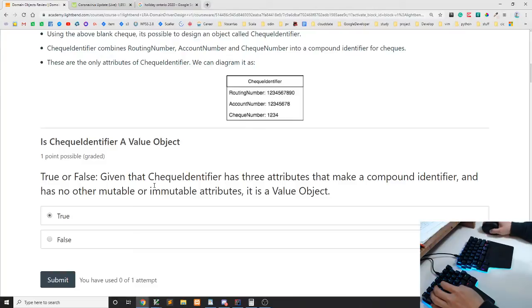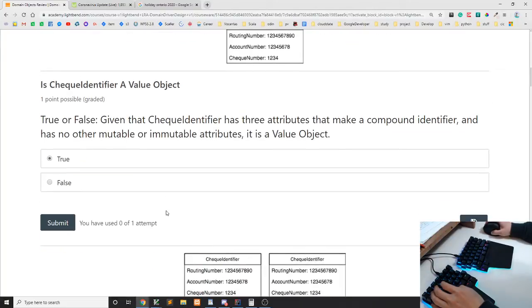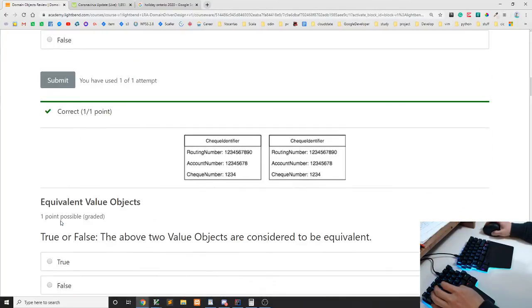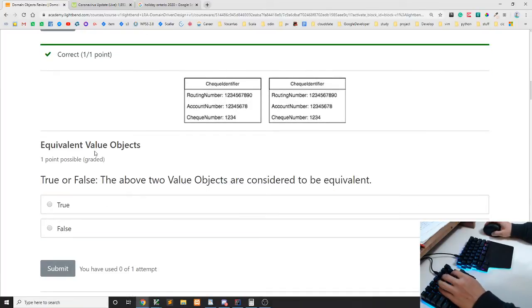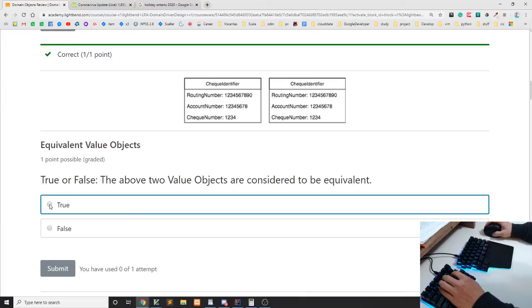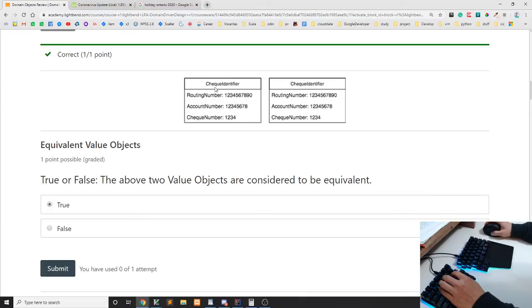So we've double checked. So it is a value object. Equivalent value object, true or false? The above two value objects are considered to be equivalent. Equivalent, of course, because true. Yeah, because it's equivalent. Nothing is different.